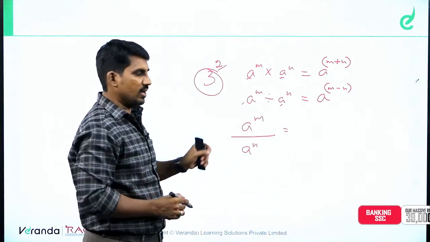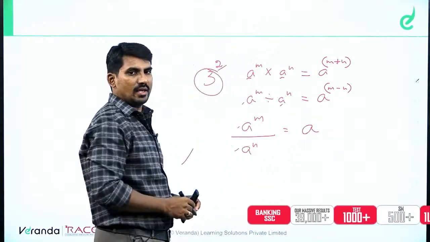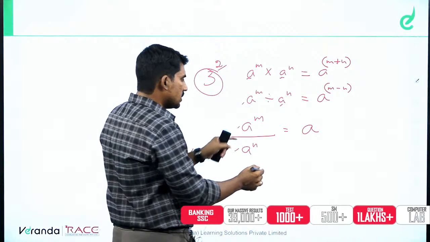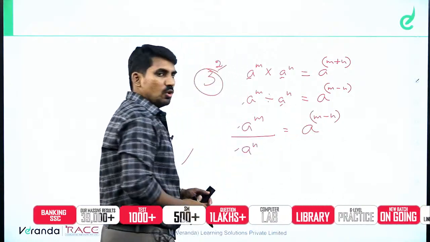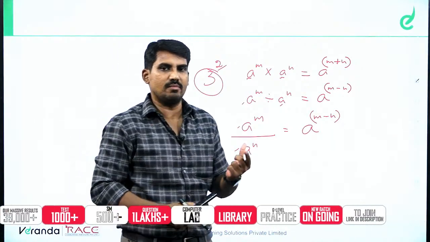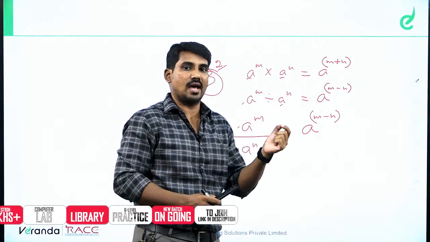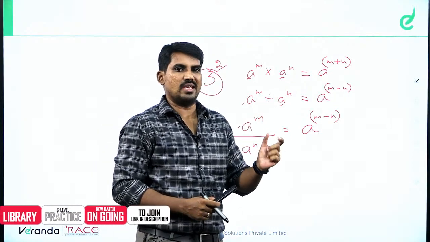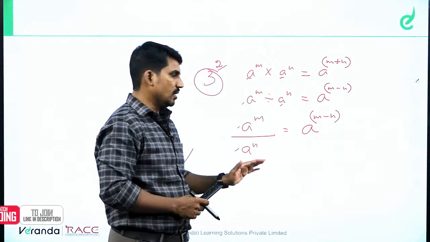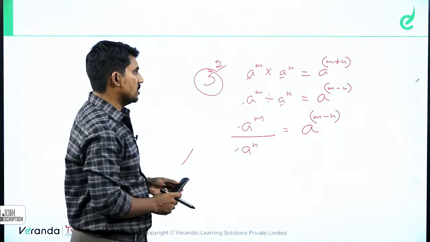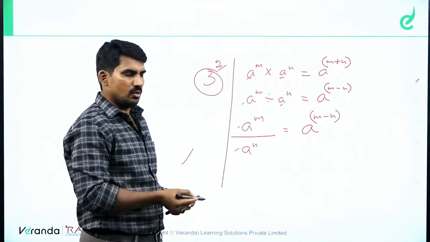Now you can clearly understand. A power m divided by a power n, base is the same, therefore we can take a, then m minus n. So, for a product of two values with the same base and different powers, we write the base and add the powers. For division, with the same base and different powers, we subtract, m minus n. This is the basic. Clear? Now, based on this, we will do some workouts.